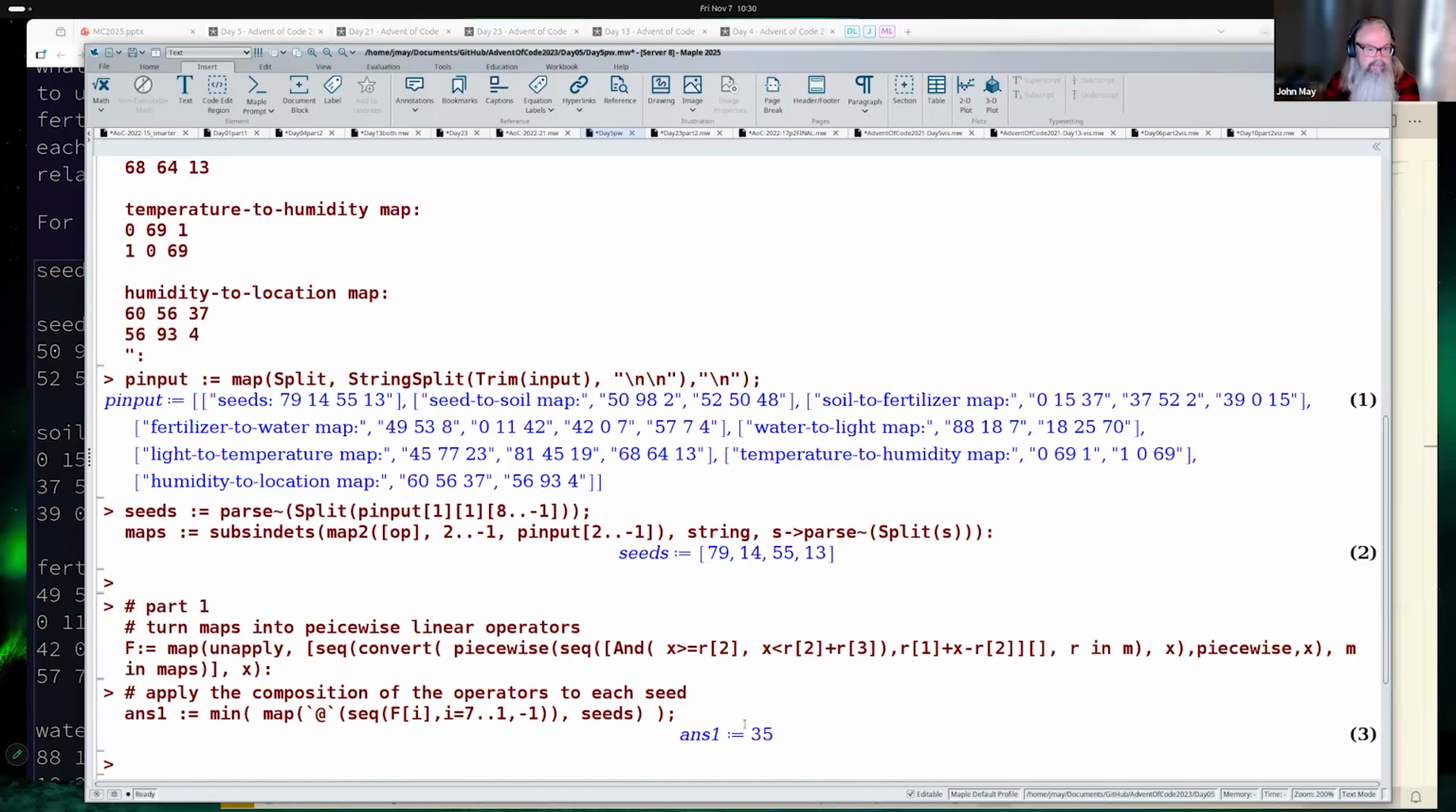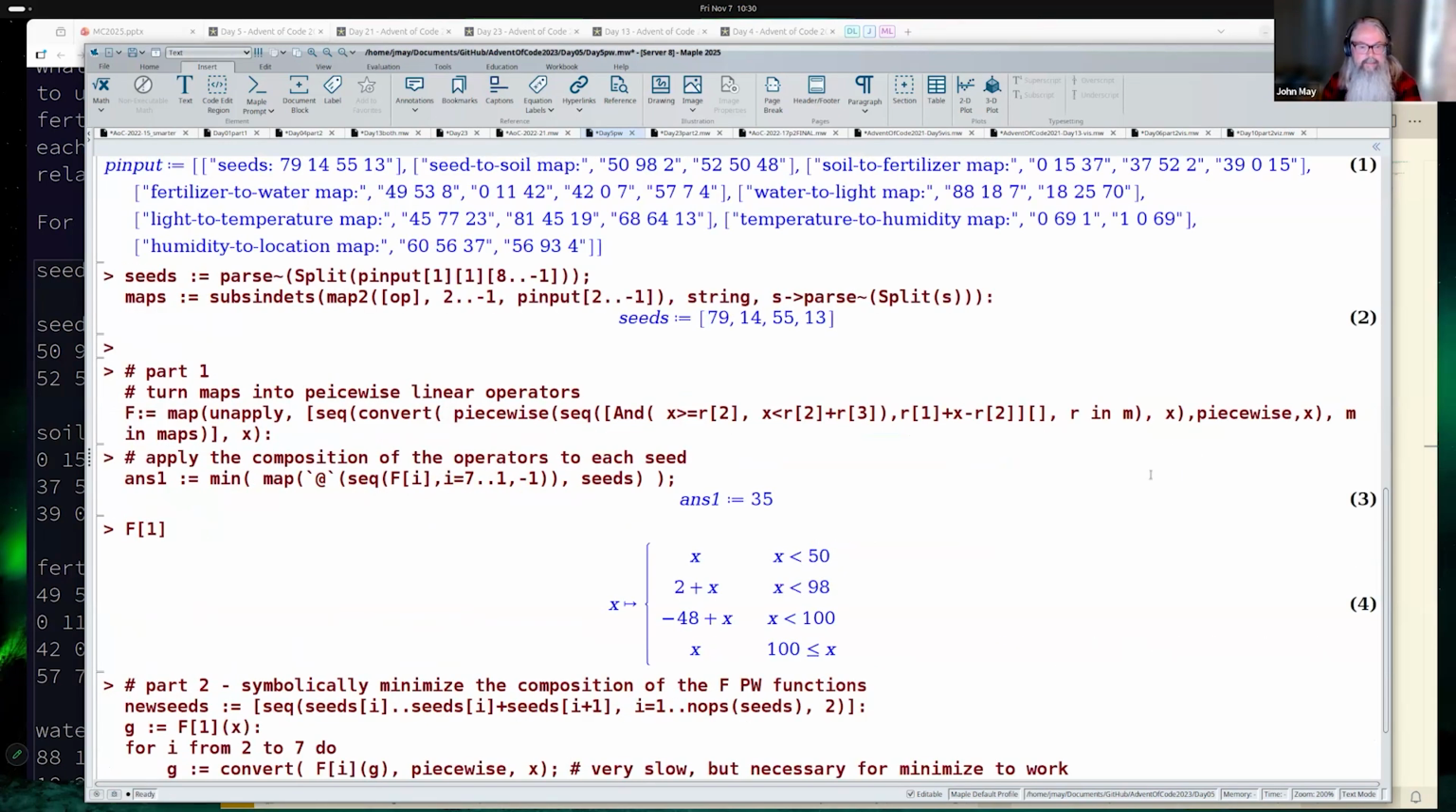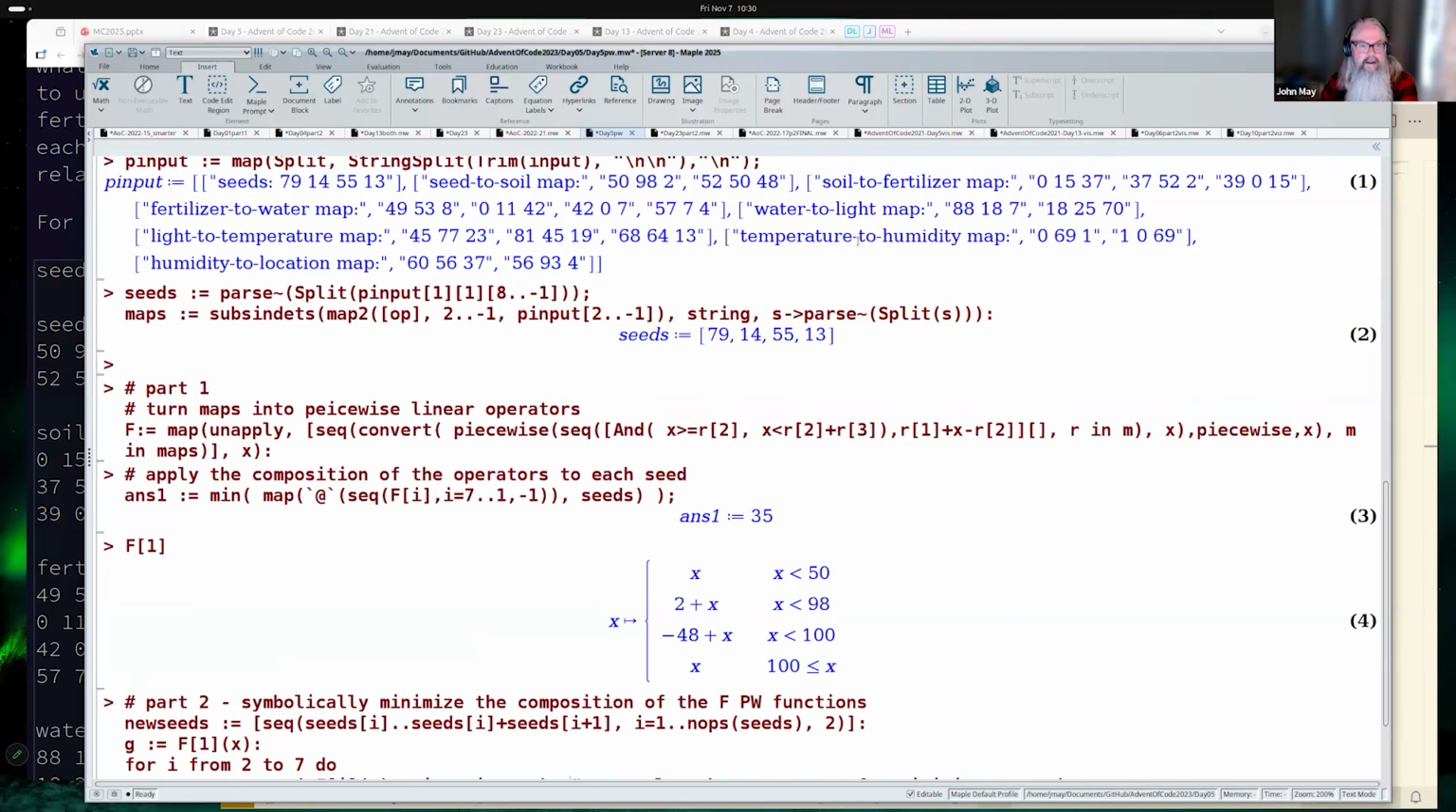And you can actually see what these maps look like. The first one is maybe not exactly what you think it's going to be, partly because we've done a convert piecewise to make it a little bit more normal. It says if the X is out of range, it just returns itself. And otherwise it has a transformation done to it.